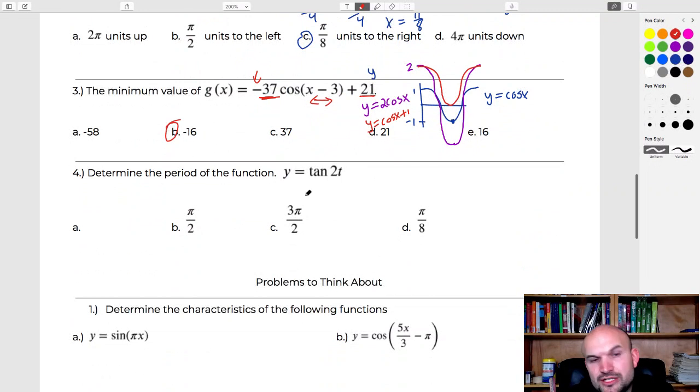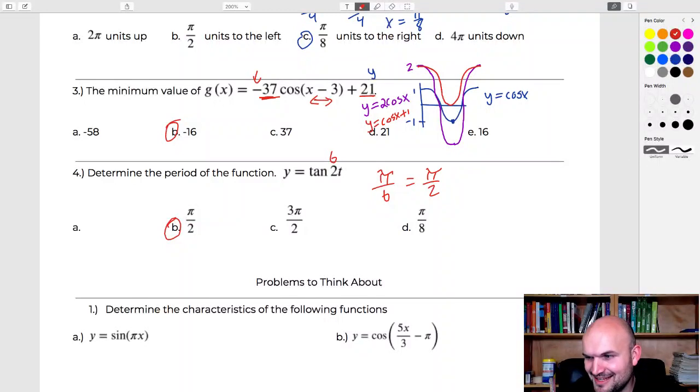And then last question, number 4. I mean, about as easy as we can get, as long as you know what the period of tangent is, which is pi over b. You can see my b is 2. So that's pi over 2. Answer is b. So there you go.